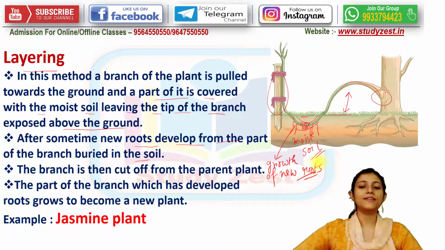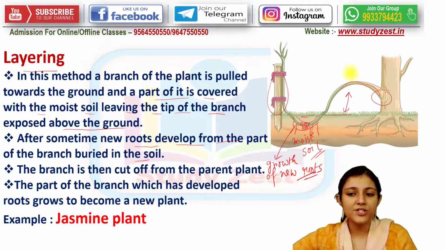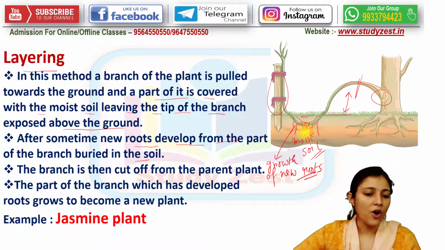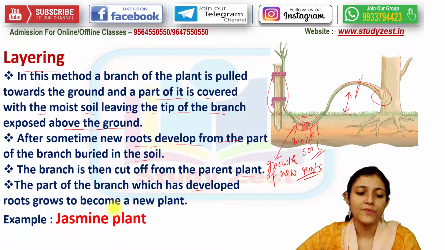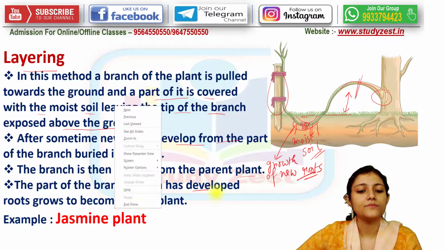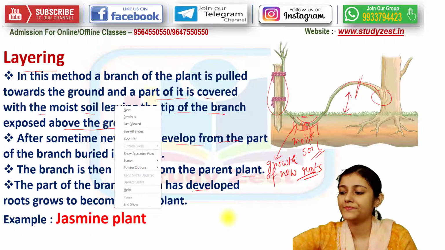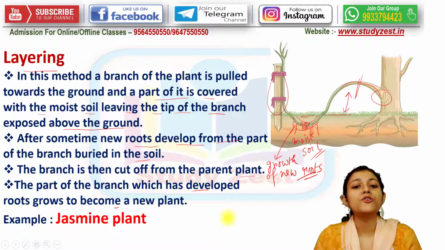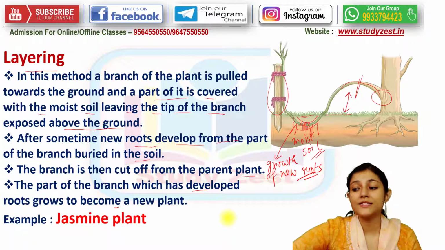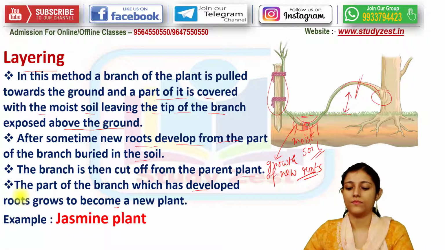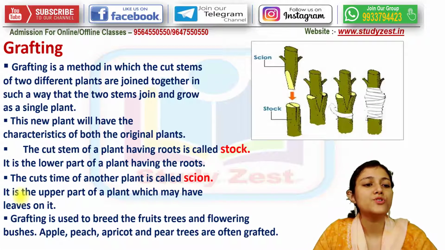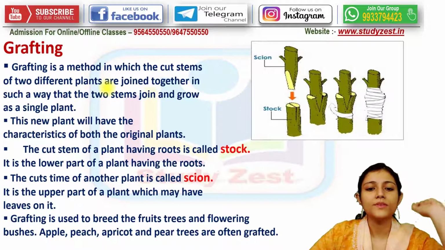roots. So whenever this condition appears, this particular branch will be cut off from the parent plant, and the part of the branch which has developed the roots will grow and become a new plant. Alright. A very good example of this type of layering process is the jasmine plant. Next, we'll move on to what is grafting.